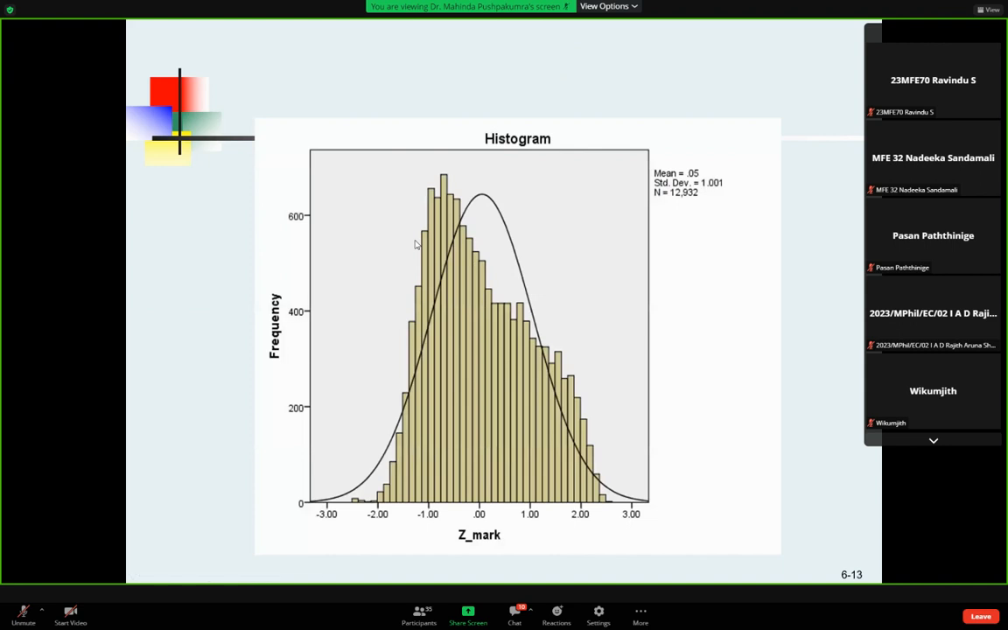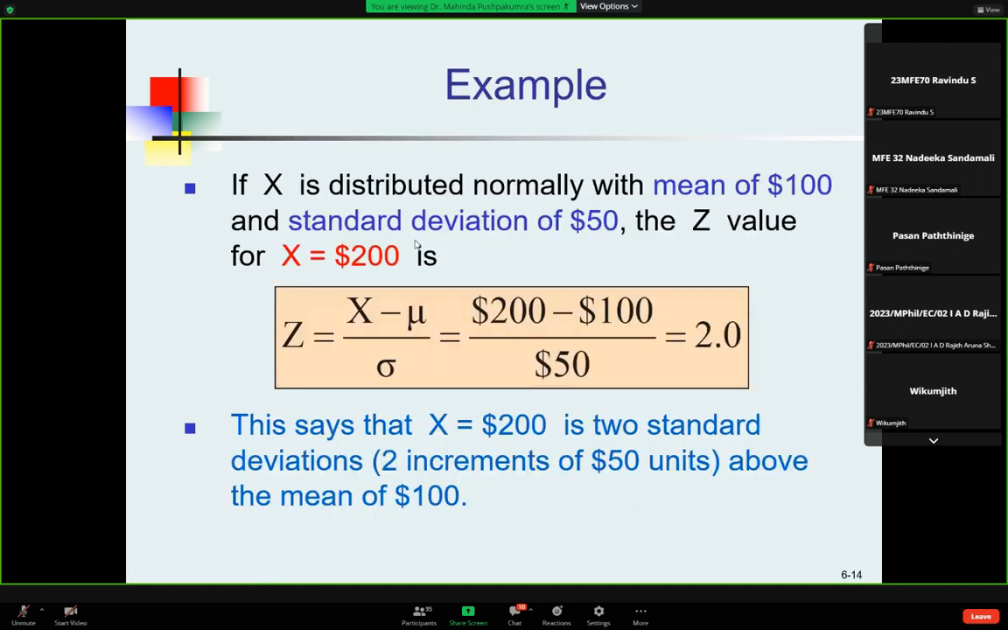Then this shows the z distribution. Okay, please see this example. If x is distributed normally with mean 100 and standard deviation 50, the z value for x equal to 100.